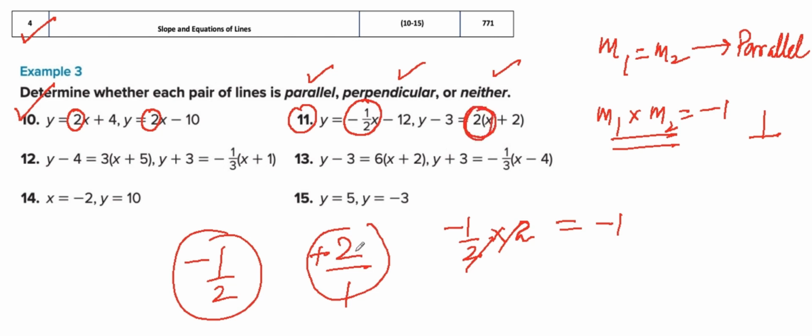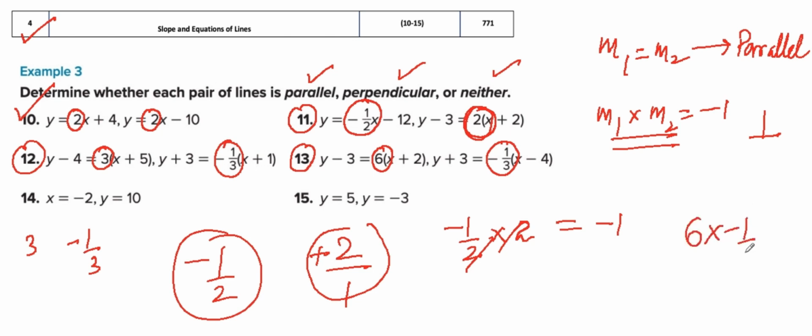So they are perpendicular. Similarly, in question number 12, its slope is 3. Its slope is -1/3. The reciprocal of 3 is 1/3, with the sign changed it is -1/3. So they are perpendicular. Question number 13, its slope is 6 and its slope is -1/3. So they are not parallel. They are not perpendicular because 6 multiplied by -1/3 is -2. So it is not -1, and even the slopes are not the same, so they are neither.